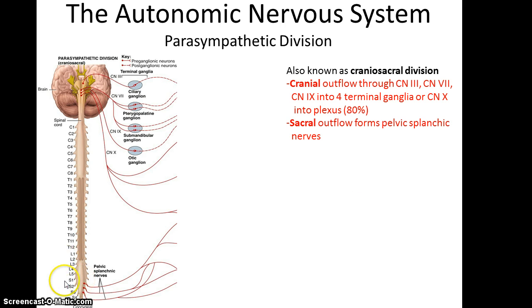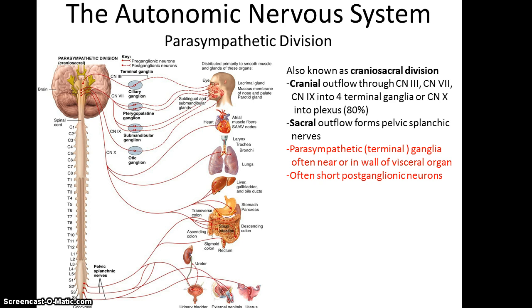The sacral portion sends out its splanchnic nerves that are then going to enter plexuses that are mainly found in the pelvic region. So the parasympathetic ganglia, where the synapsing between the preganglionic neuron and the postganglionic neuron occurs, are often called terminal ganglia because they are often in or near the wall of the target organ. And that means that the postganglionic neurons are often very short.